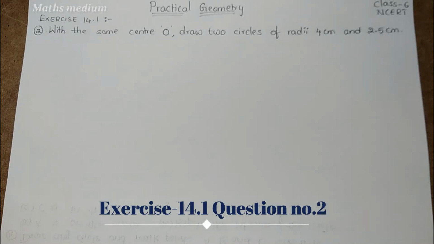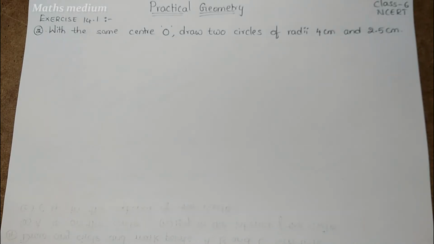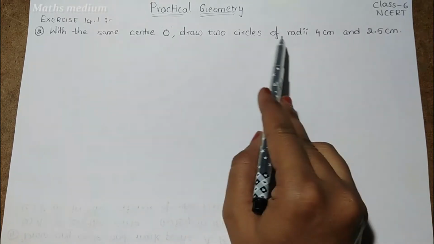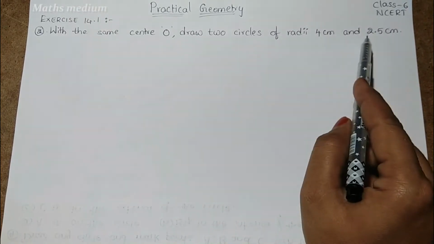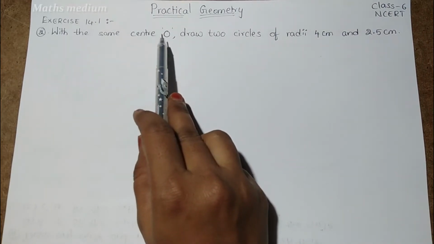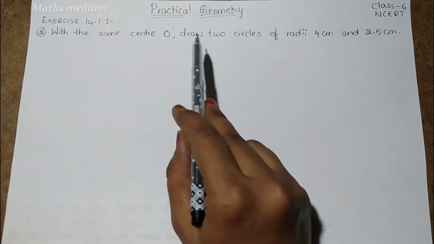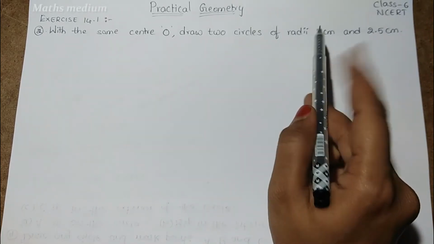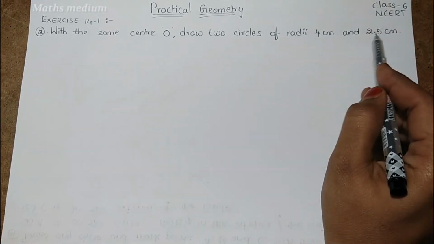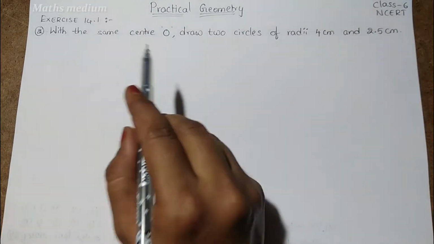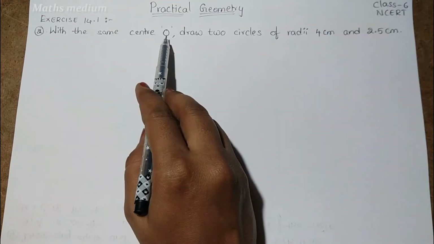Today I came with exercise 14.1 from Practical Geometry, 6th class NCERT. Question number 2. With the same center O, draw two circles of radii 4 centimeters and 2.5 centimeters. So, with the same center O, by taking the center as common, we have to draw two circles. One circle with a radius of 4 centimeters and a second circle with 2.5 centimeters. So, let's start how to draw these two circles.